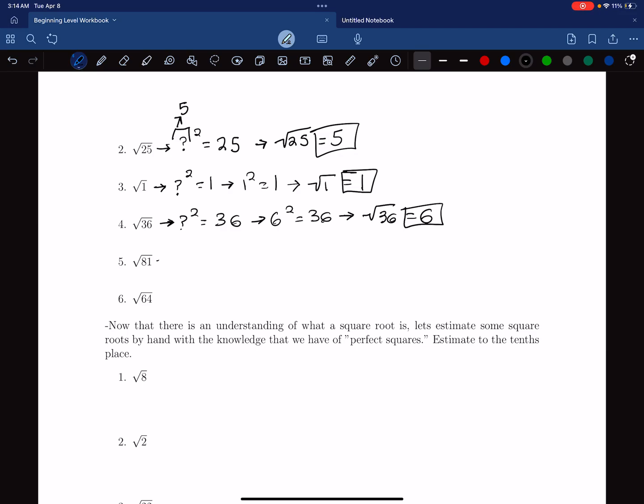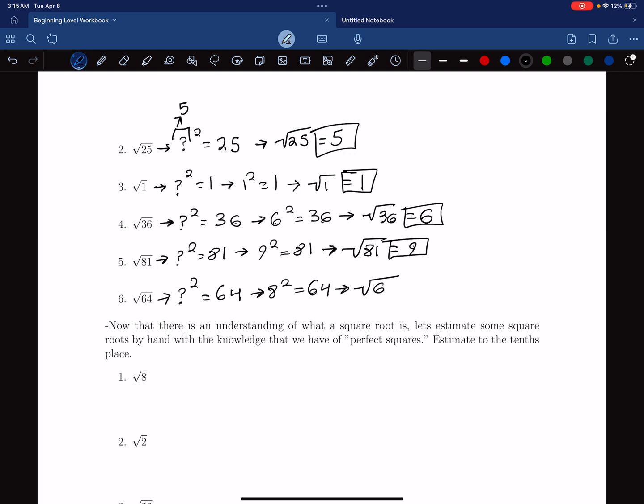Now, for 81, what squared equals 81? 9 squared happens to equal 81. So the square root of 81 equals 9. Last but not least, we have 64. What squared equals 64? In this case, 8 squared equals 64. So therefore, the square root of 64 equals 8.